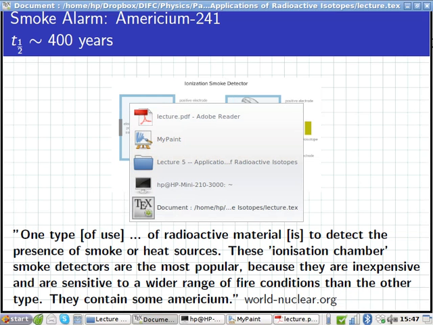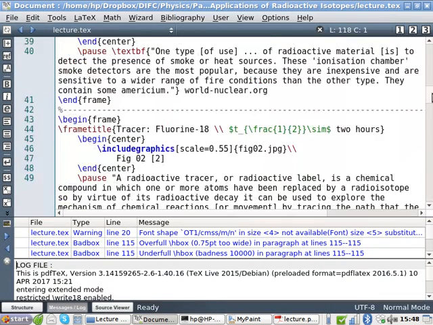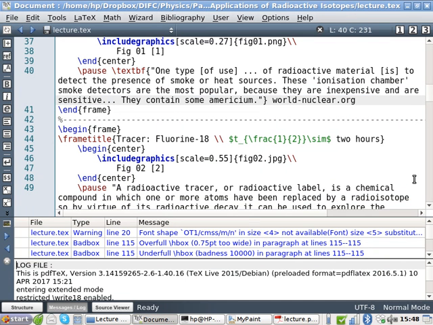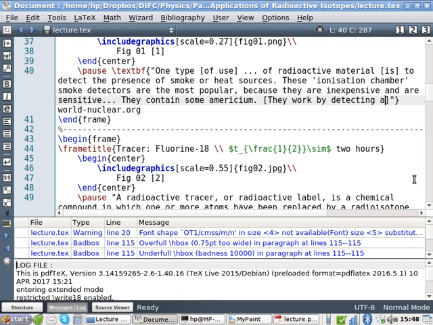Let me just change this a little bit for you so you can write this down. One type of use of radioactive material is to detect the presence of smoke or heat sources. These ionization chamber smoke detectors are the most popular because they're inexpensive and are sensitive to a wide range of fire conditions. They contain some americium. They work by detecting a break in the circuit. Okay, if you want, you can write this down.